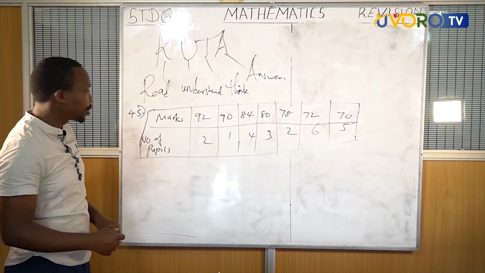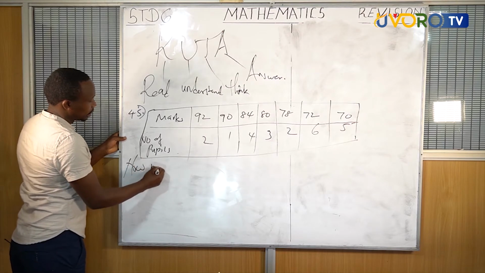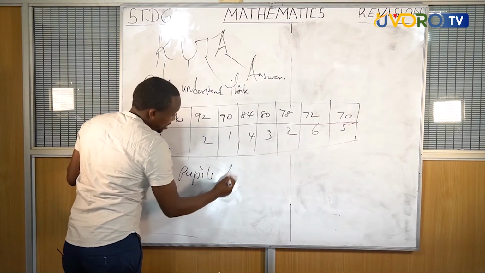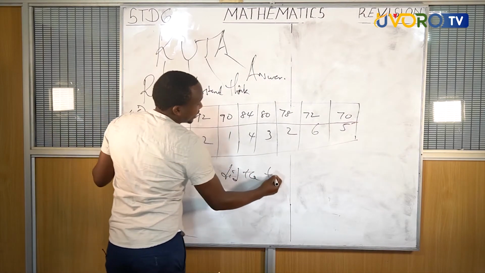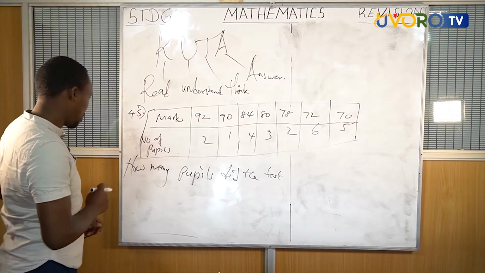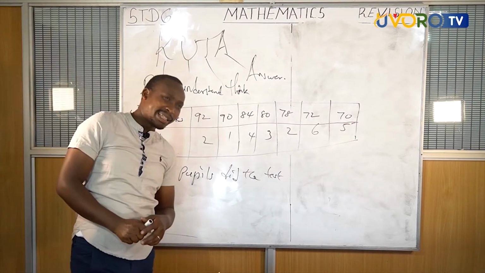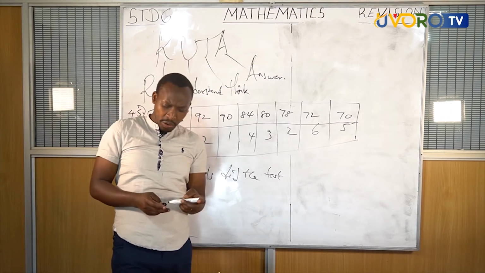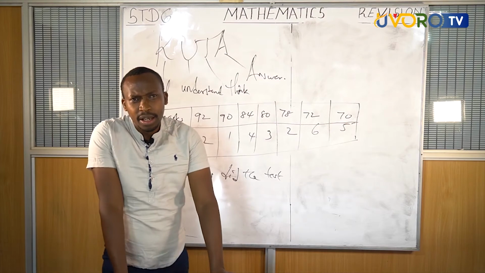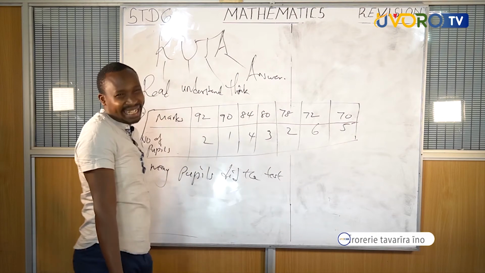How many pupils did the test? Class 6, sometimes when you do these sums in an awkward way, you make the teachers so annoyed. Imagine it is direct.